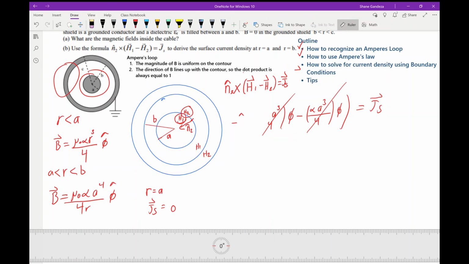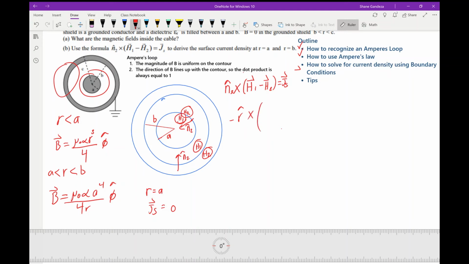Great. Now, we can solve for when the radius is equal to b. So same thing, since we have this portion H1 and this portion H2, our n2 hat is going from the second medium into the first, and that is going to be in the negative radial direction. Alright, and what is H1? Well, for H1, that H field is going to be due to the effect of the magnetic field when the radius is equal to a.